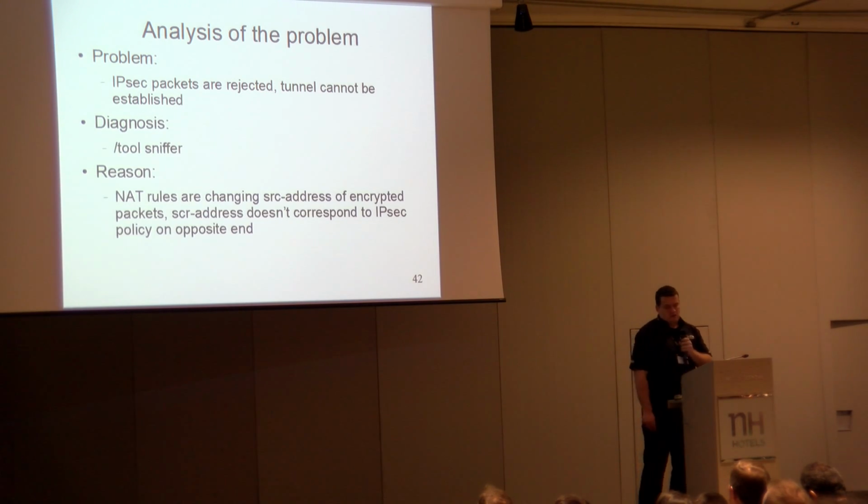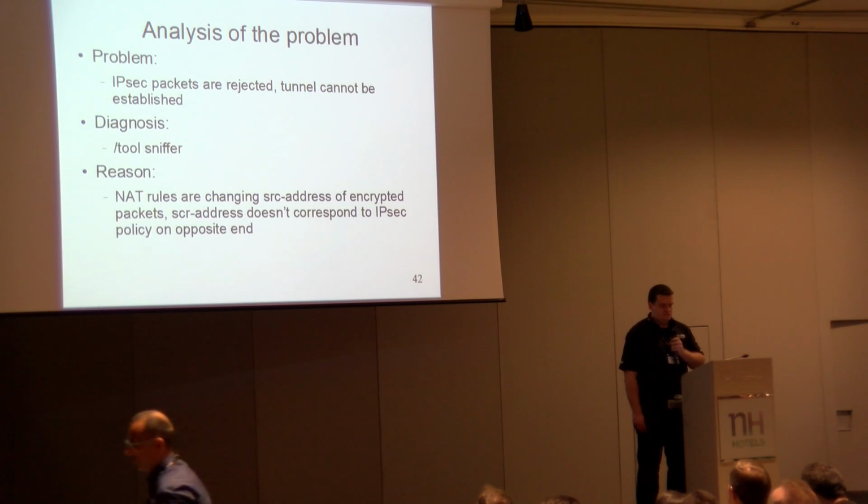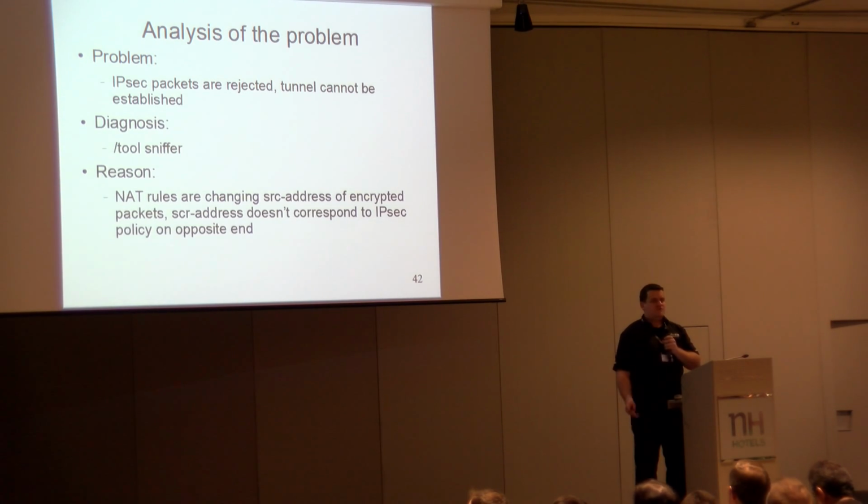If you take a look at the sniffer, you will surely find out that your NAT rule, your Masquerade, is changing the source address of traffic that's about to be encrypted. And so that source address doesn't correspond to the IPsec policy on the opposite end, so it's discarded.